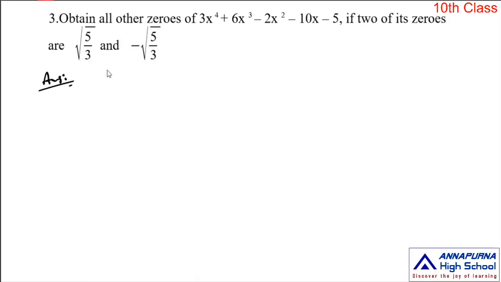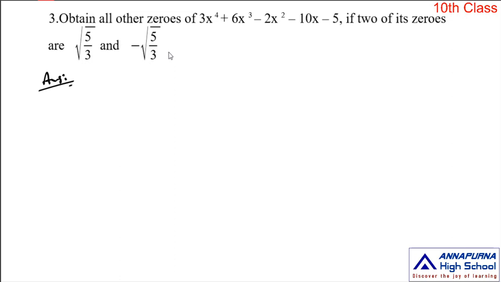So next question: obtain all other zeros of 3x^4 + 6x^3 - 2x^2 - 10x - 5 if two of its zeros are root 5 by 3 and minus root 5 by 3.